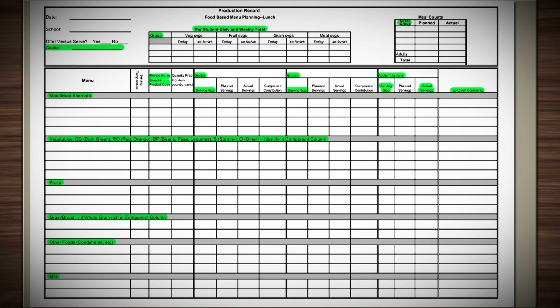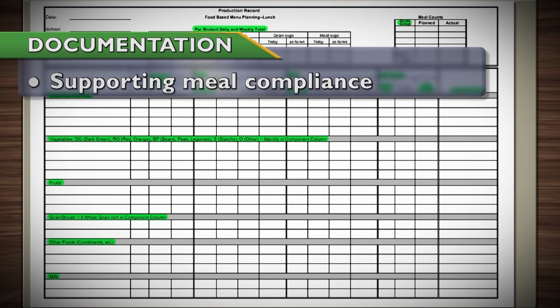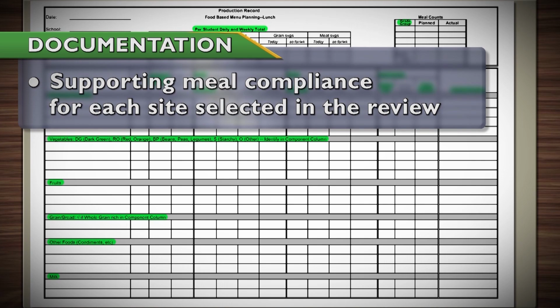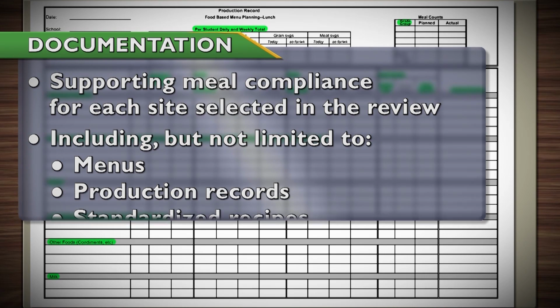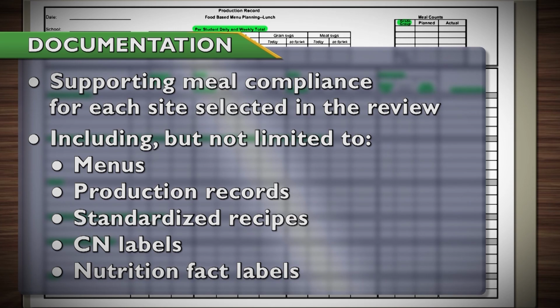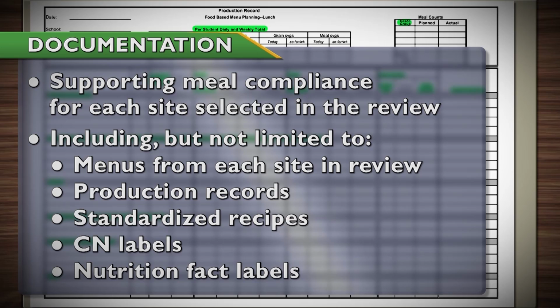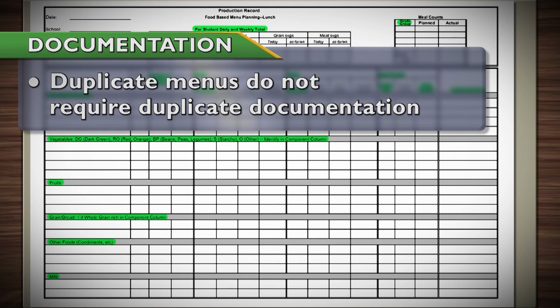Prior to the review, the DESE reviewer will request documentation supporting meal compliance in the component and quantity area for each site selected for review. This includes, but is not limited to, menus, production records, standardized recipes, CN labels, and nutrition facts labels. Menus will be reviewed from each site that is included in the review. Duplicate menus do not require duplicate documentation.